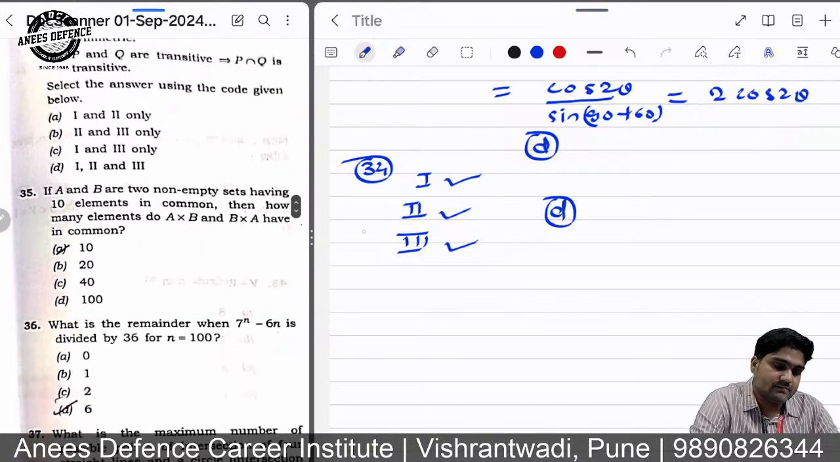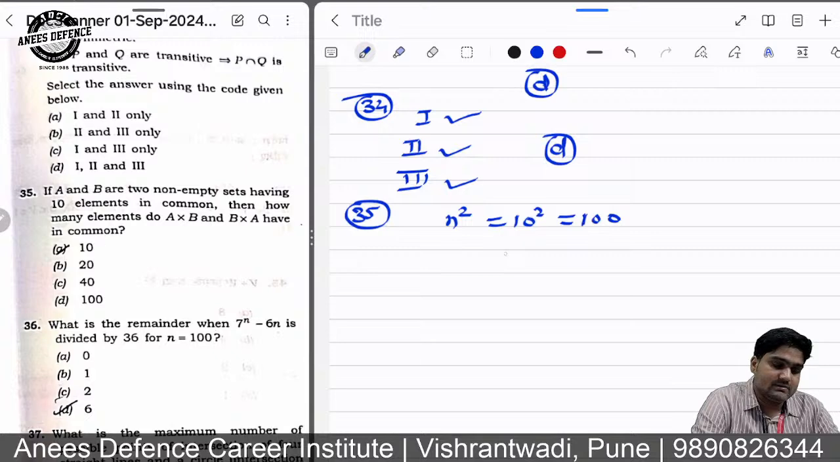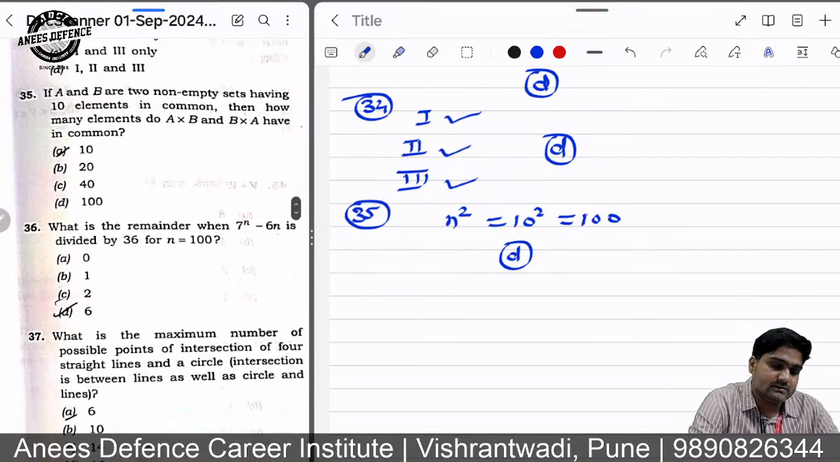Again, question number 35. Here it is given that there are two non-empty sets having 10 elements in common. So how many elements are common in the Cartesian product? It's n square. If sets A and B have n elements in common, then the Cartesian product has n square elements in common. So here n is 10, so 10 square. So the correct answer is 100, which is option D. Okay. Next, question number 36.